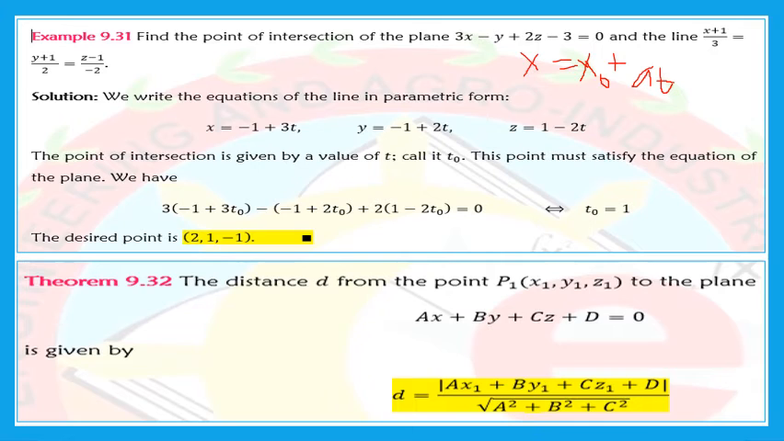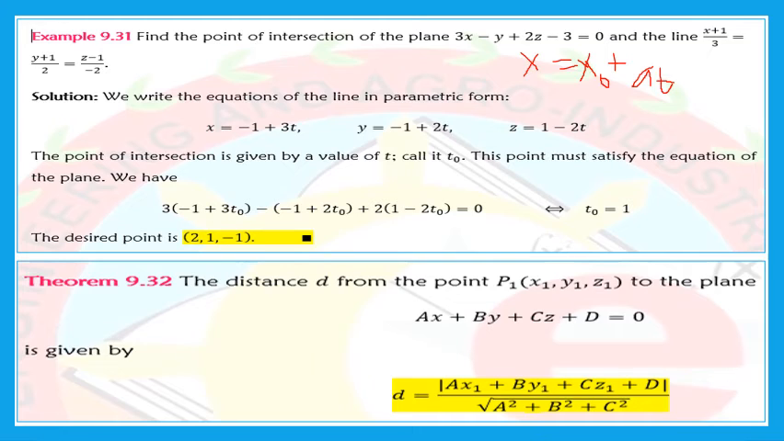plus a, where a is a direction number, times the variable t. Let's look at everything in the denominator of this equation. The 3, the 2, and the negative 2 are the direction numbers. For x, the direction number is a equals 3. For y, the direction number is b equals 2. And for z, c equals negative 2 is the direction number.